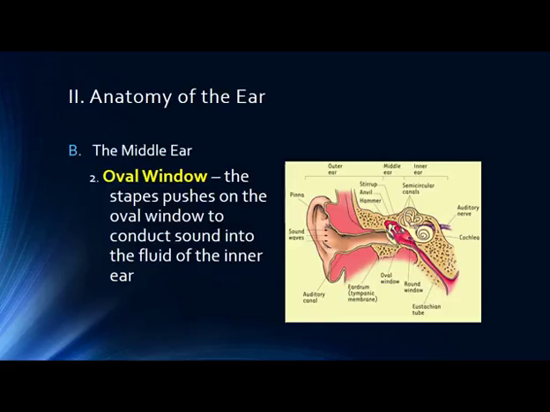Questions about this so far? Really a lot of steps involved in getting sound just into the cochlea itself.